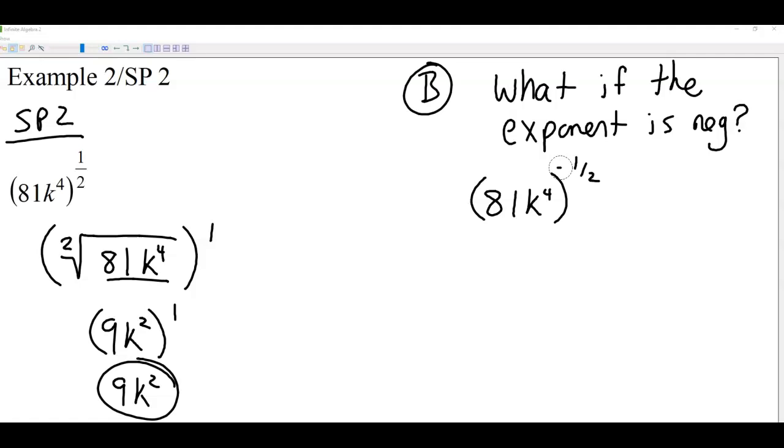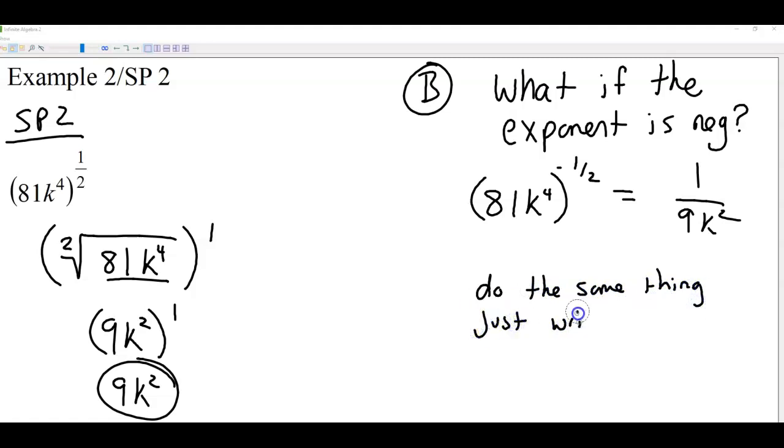Well, the answer is you get the same thing. What was our answer for this? 9k squared. I still get 9k squared. Everything's exactly the same. The only difference is, yeah, it's 1 over 9k squared. That's it. So, in other words, what if the exponent is negative? Do the same thing. Just write it as 1 over your answer. Okay? So that's it. Everything else is the same. There's really not a whole lot to mention.